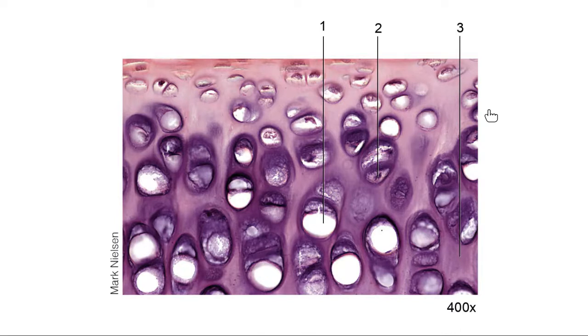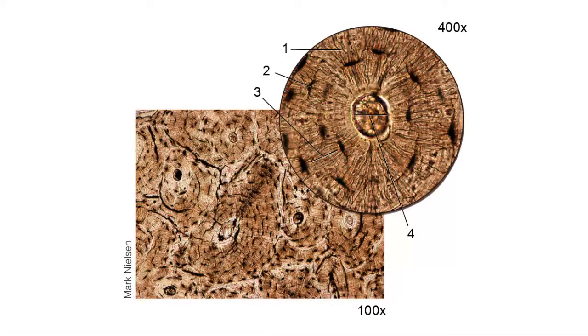The next picture which I want to show you is about the bone. And specifically, I want to show you the compact bone. In the compact bone, as you see in this picture, we have the structure which we call osteon.